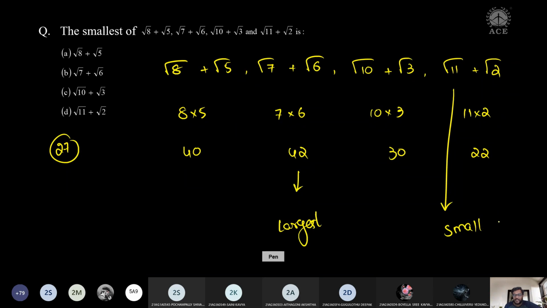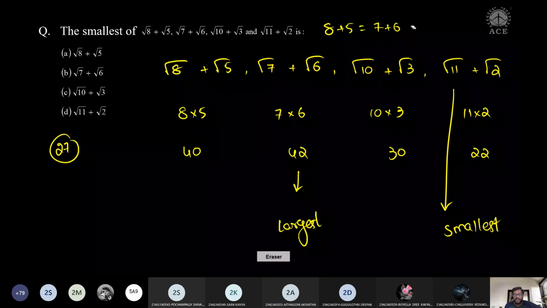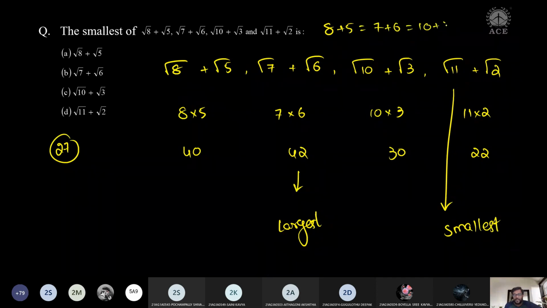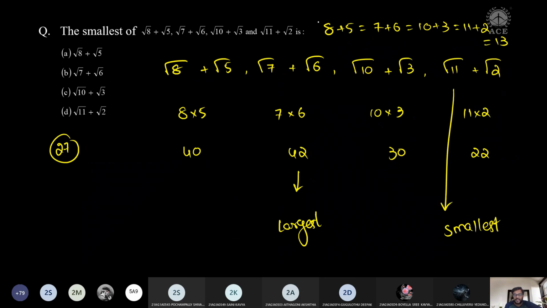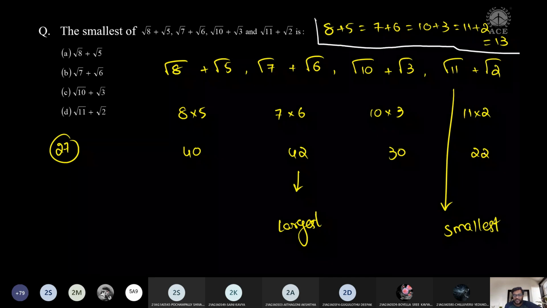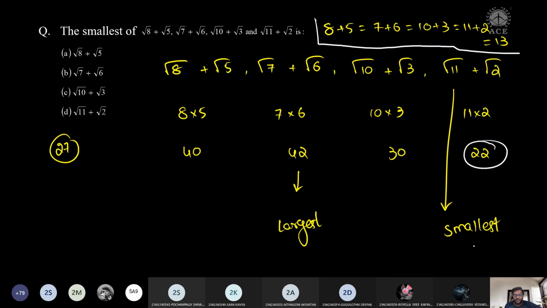Simple. When internally 8 plus 5, 7 plus 6, when all these additions are same, then the product of those two numbers will decide the answer. As the internal summation is all equal, the product of these internal numbers, 11 into 2, is 22. That's the smallest one.